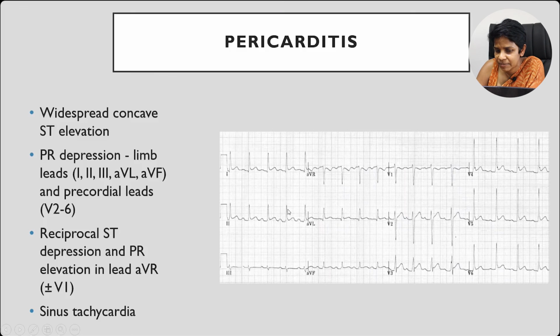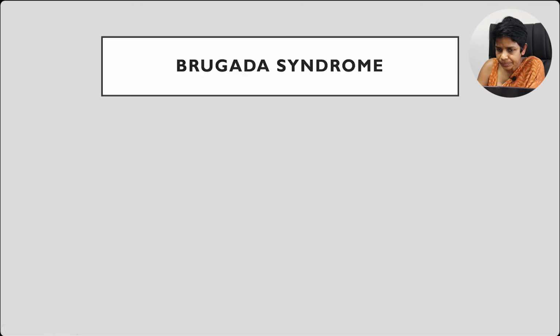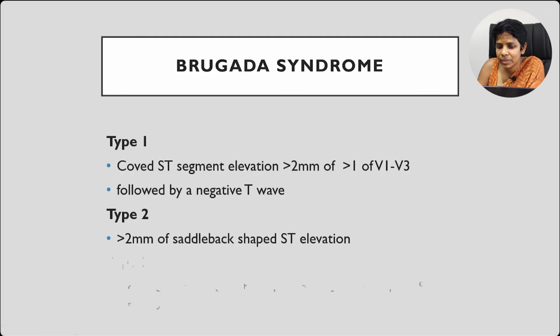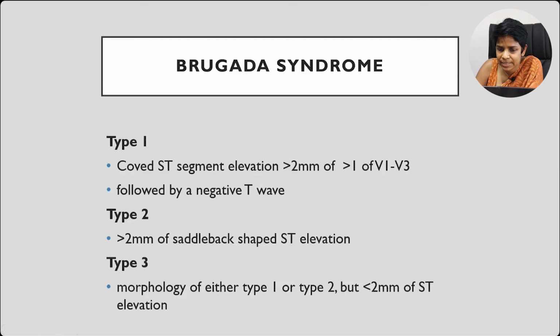Again, this is not ST elevation in MI, so it is important to recognize these changes so you won't misdiagnose patients. And one other condition like that is Brugada syndrome. You have 3 types of Brugada ECG pattern. All 3 show ST elevation. Type 1 shows curved type of ST segment of more than 2 mm, followed by a negative T wave. Type 2 shows saddleback type of ST elevation, again more than 2 mm. Type 3, either curved type or saddleback ST elevation, but it is less than 2 mm.